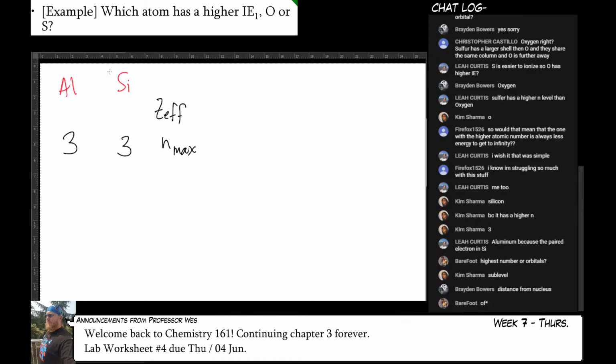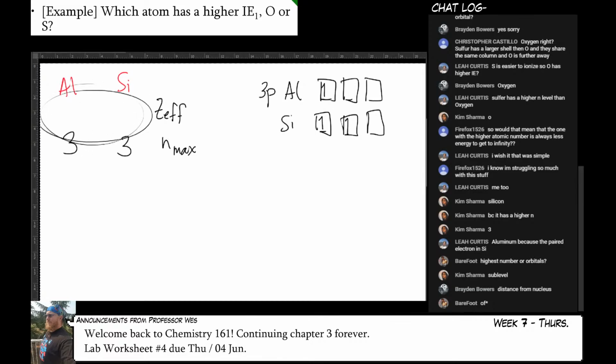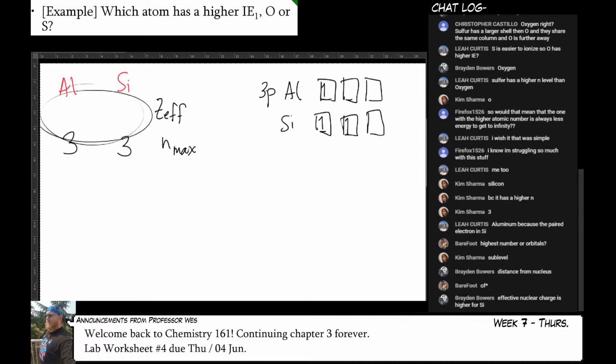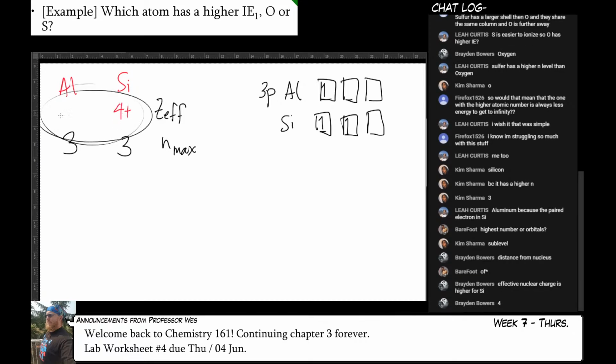Next, for paired electrons, are there any paired electrons in aluminum in the p orbitals? If I draw 3p for each of these, so for aluminum, this is what I get, and then for silicon, I get this. So it can't be that. Those orbitals are degenerate. Give you a hint, I haven't filled it in yet. That's the answer. What's the Z effective for both of these? It is higher for silicon. What is it for silicon, though? Very good. What is it for aluminum?